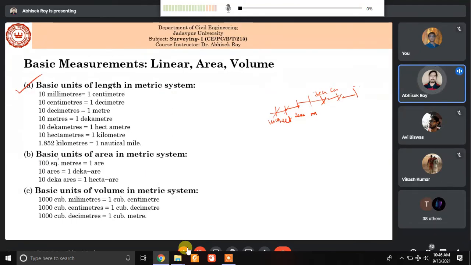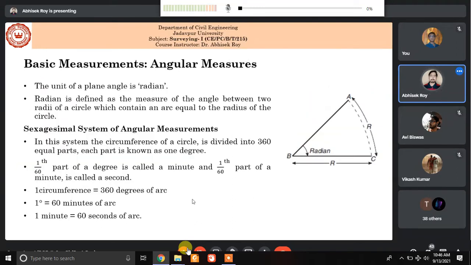Then the basic units of area, you have to square them, like meter square. As 1 meter equals 100 centimeters, you square them. Sorry, 100 centimeters. So 1 meter square will be 10 to the power 4 centimeters square, like this. Then the measurements of volume, similarly you can do. So I'm not going into those parts.